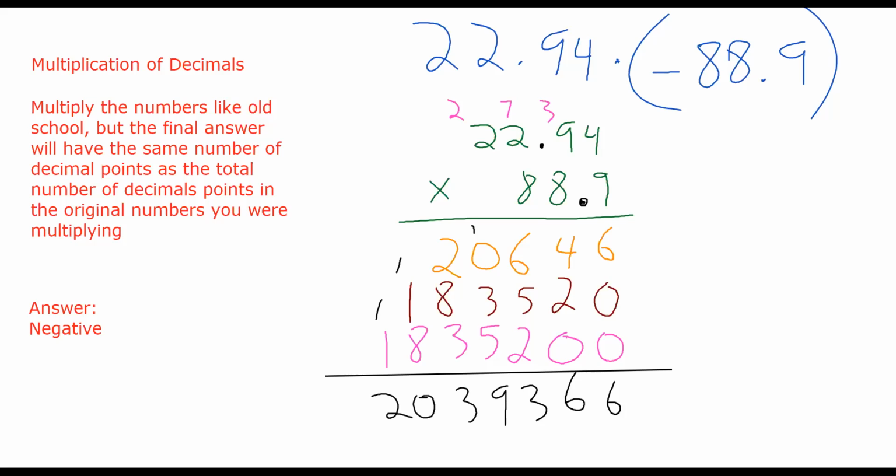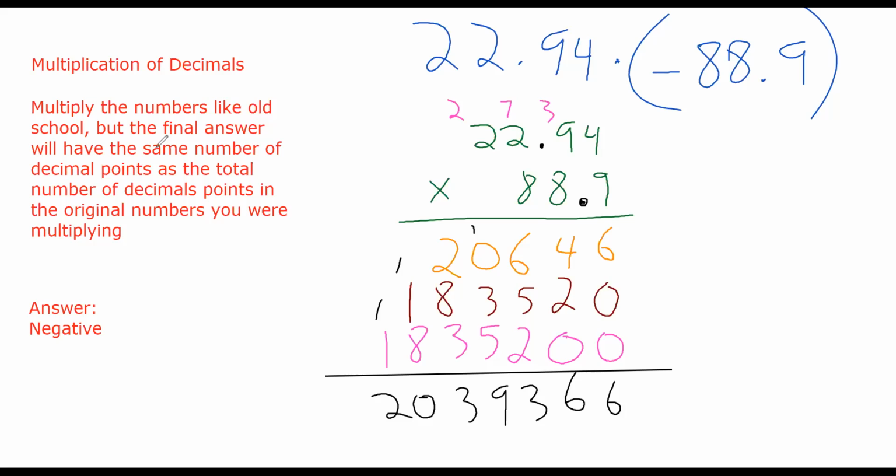Okay, so is our final answer going to be 2,039,366? Heck no, because a number that's about 23 times a number that's about 89 is not going to get into the millions. You may not know it off the top of your head, but I can tell it's not in the millions. Here's where we need to use this rule here.